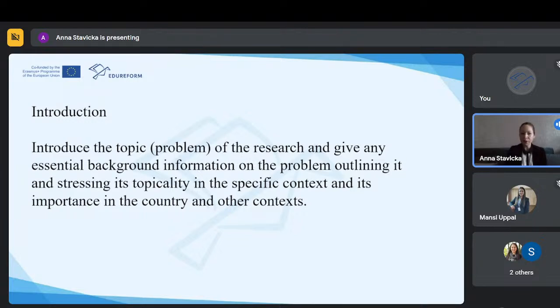So what you have to start with is introducing the topic or the problem of the research and giving any essential background information on the problem, outlining it and stressing its topicality in the specific context and its importance, either in your country, or broader. It can also be broader and in other contexts. So this is what you usually start with. You are substantiating the choice of the topic and why it is crucial to address the issues the author proposes.